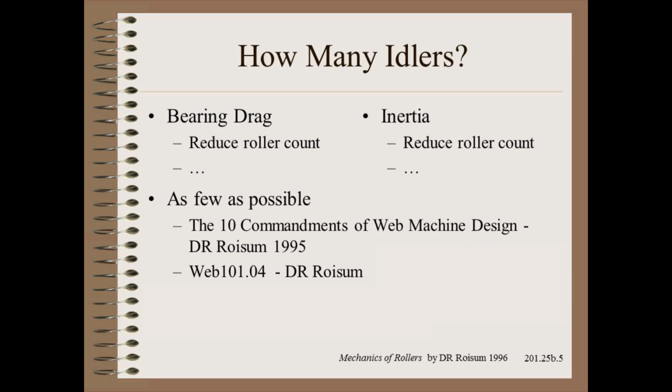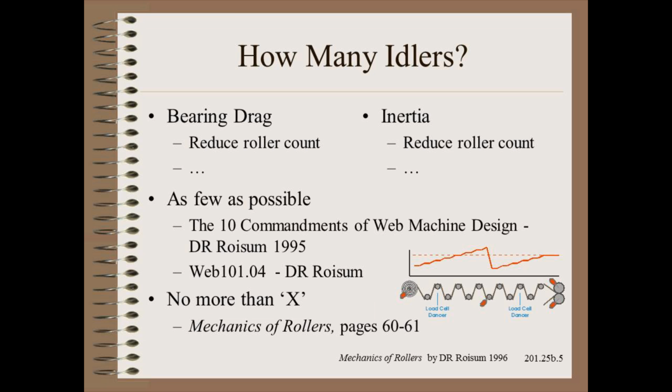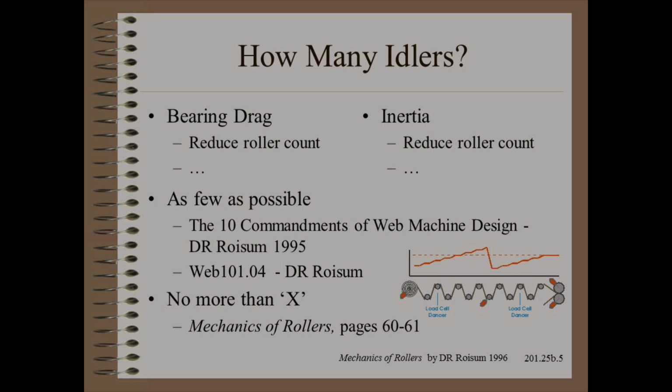As we notice, reducing idler roller count is the very first step of a good web machine design practice. In fact, the maximum allowable number of idler rollers between any two drive points is a calculation. This procedure, with worked out examples, is given on pages 60 to 61 of my roller book.